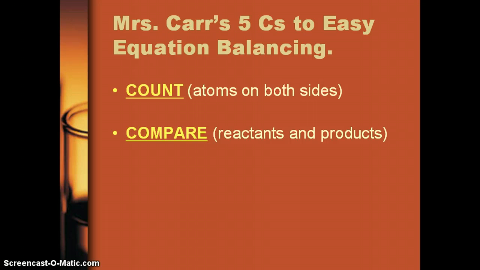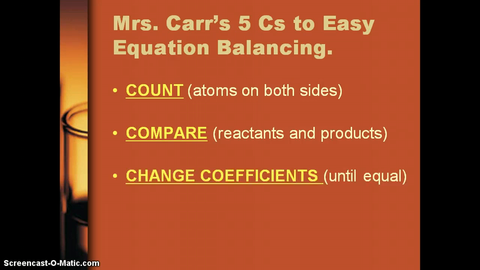Now the next step involves 2 C's in the same step, which is to change your coefficients. Remember, you are not changing subscripts or superscripts. This isn't C's and S's. This is just C's. You change coefficients. Those are the big numbers in front of each one of your elements or molecular formulas. You change your coefficients until your atom count on both sides is equal, to whatever you need in order to make those element numbers work.